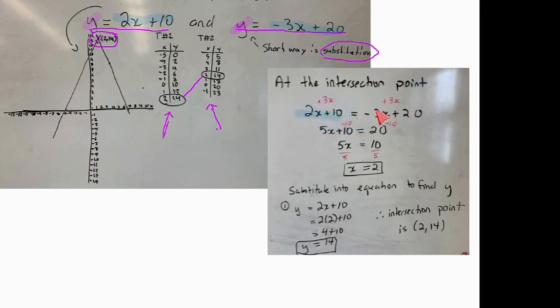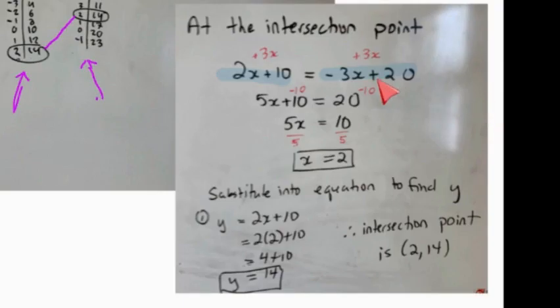You can see I've duplicated those two right sides, 2x plus 10 and negative 3x plus 20. Those are equal at the intersection point because that point is on both lines. So let's solve for x. We're simply solving an equation with variables on both sides. So we add 3x to both sides. That gives us 5x on the left, and eliminates the 3x over here.